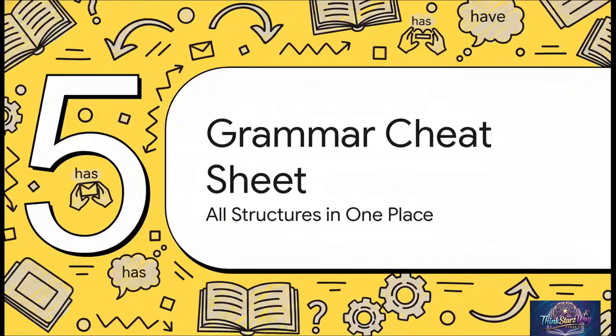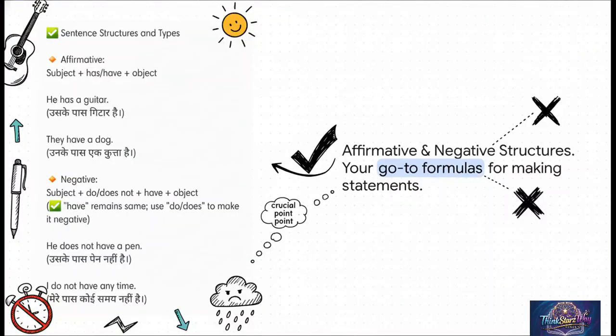Okay, wow, we've covered a ton of ground. So let's pull everything together into one final, super useful grammar cheat sheet you can use anytime. So, for a positive statement, it's just subject plus has or have. Done. For a negative one, it's subject plus do not or does not, and then what comes next? That's right, have. Gotta remember that crucial point.